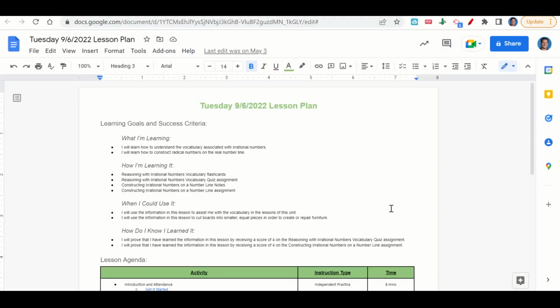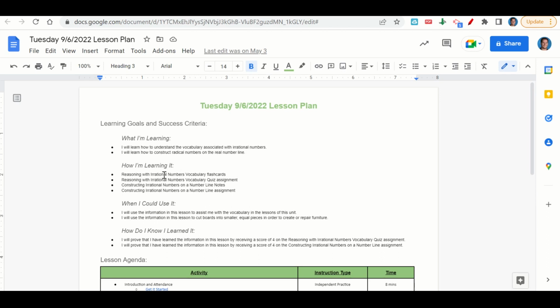Welcome everyone. Let's begin our lesson for today by going over our learning goals and success criteria. First, what are we learning? We're learning how to understand the vocabulary associated with irrational numbers and how to construct radical numbers on the real number line.